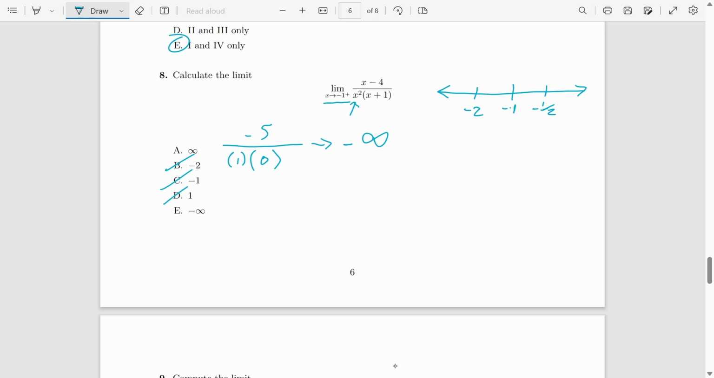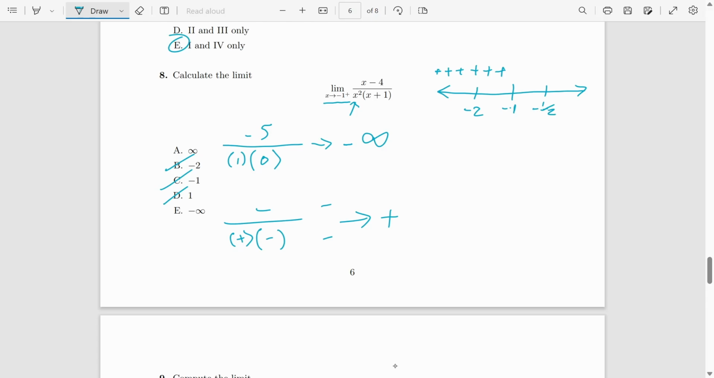So negative 2 minus 4 is still negative. Negative 2 squared will yield a positive answer, and negative 2 plus 1 is negative 1, which is still negative. So we see that the numerator is negative and the denominator is positive times negative is also negative. So this ends up yielding a positive answer. So we know that everything to the left of our limit value is positive.